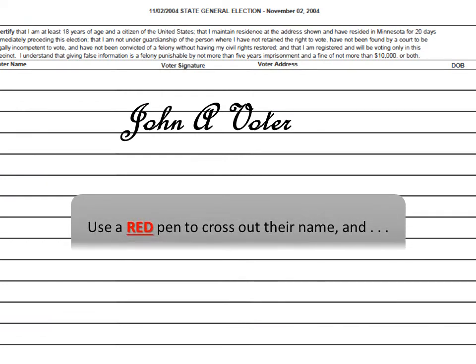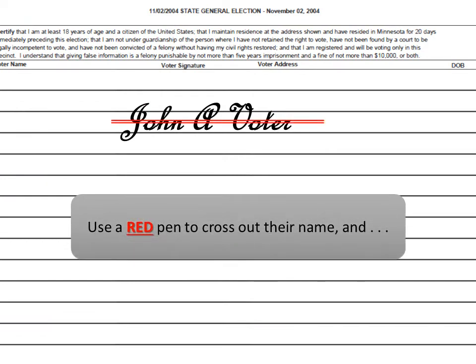It is very important that you cross off their name using a red pen. Do not allow a voter to sign their name twice without crossing one off.